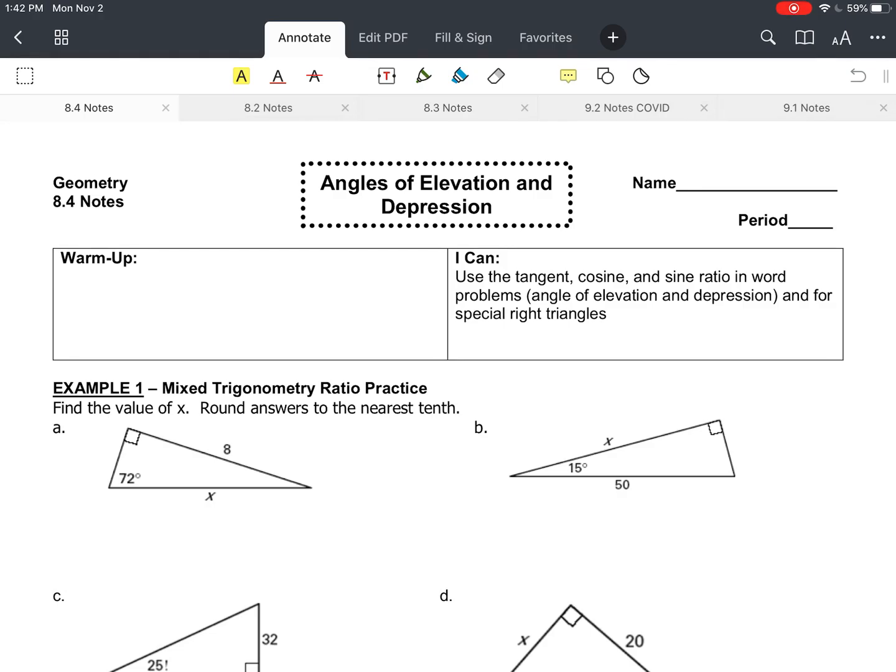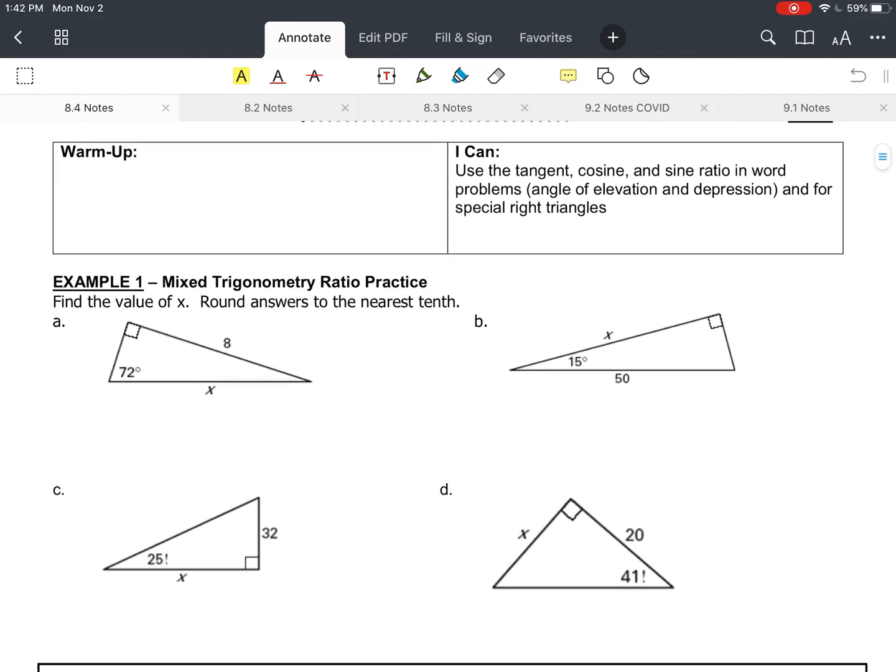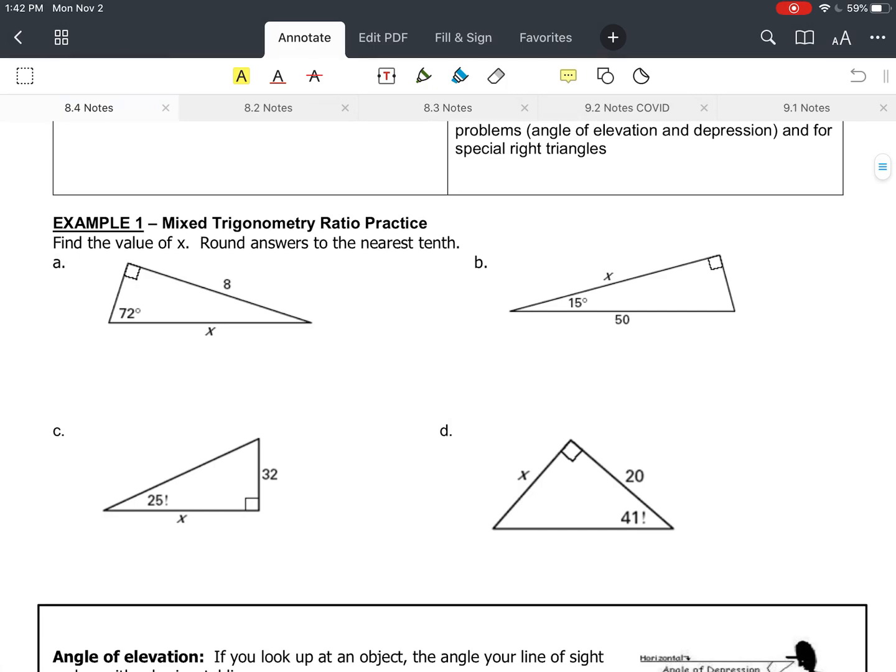Hey everyone, Miss Barber here again with another thrilling day in geometry land, learning about word problems related to finding side lengths in right triangles using trig functions. To start, we are just going to review the video of 8.2. And yes, we are going a little bit out of order. We're doing 8.2, then 8.4. Don't worry, we're going to come back to 8.3 tomorrow.